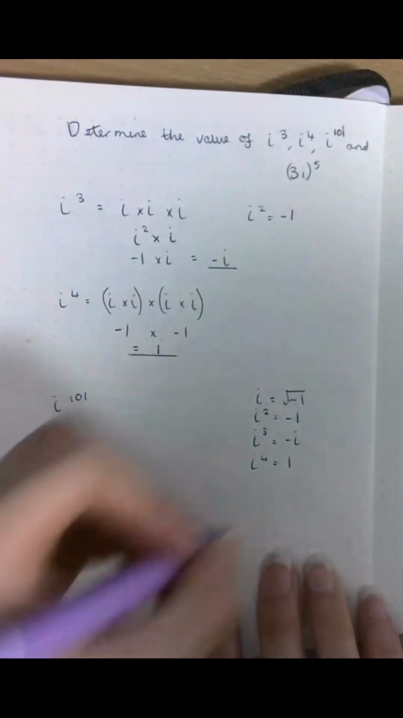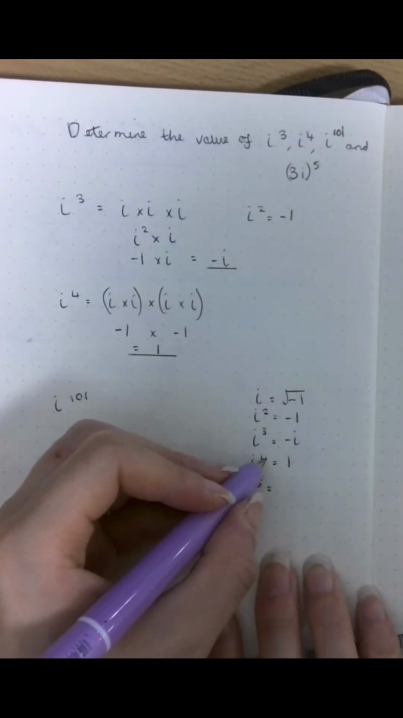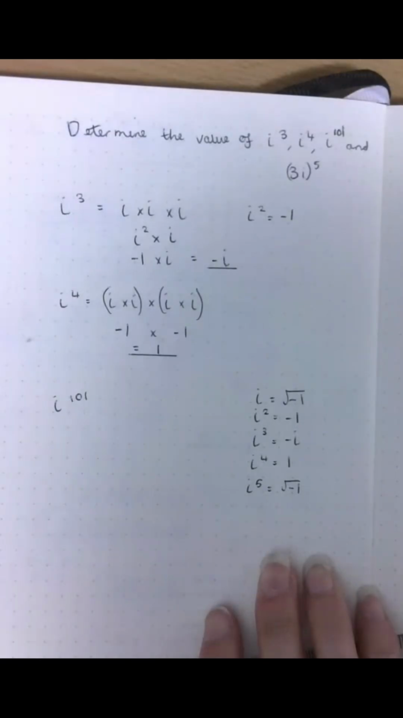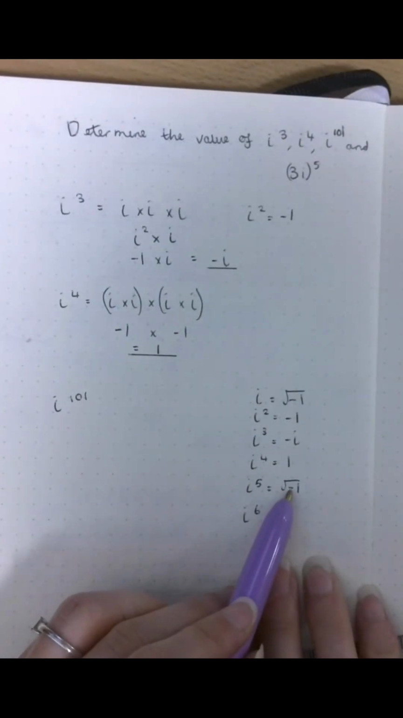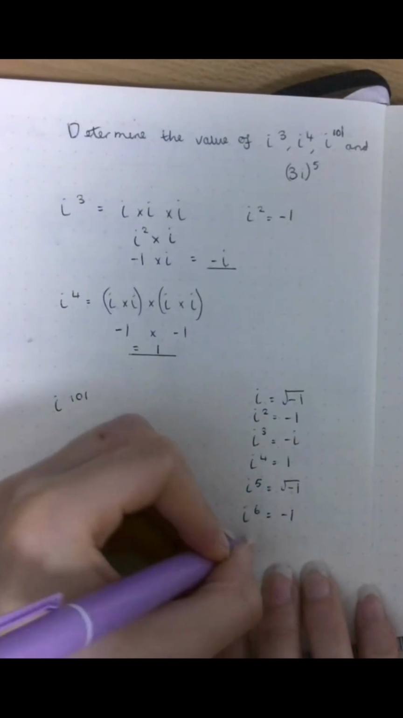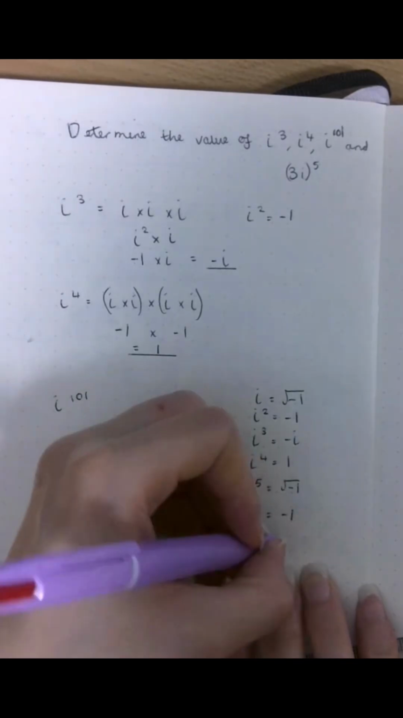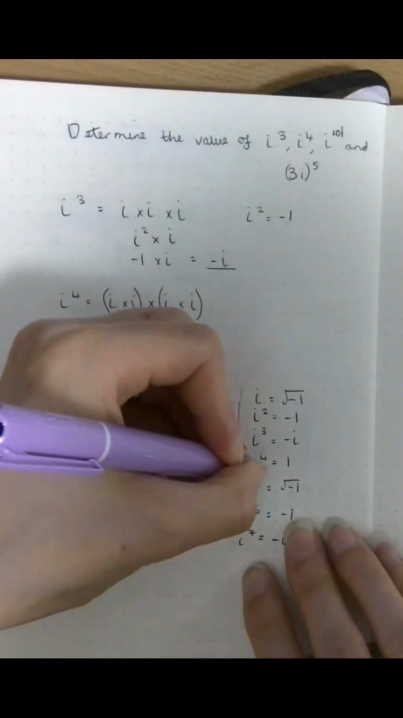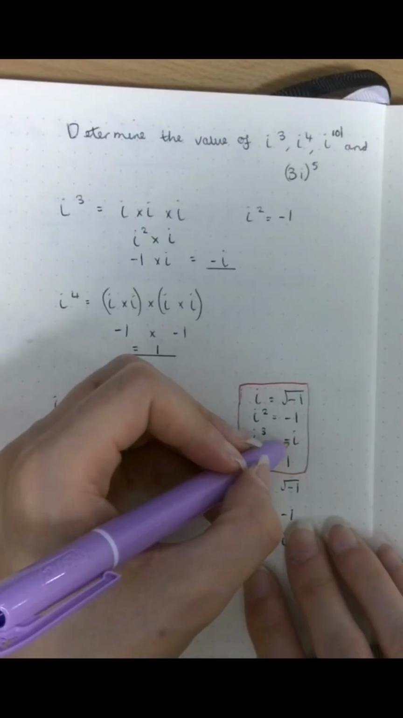Now, let's consider what's going to happen for i to the power of 5. Well, it's i to the power of 4, which is 1, times another i. So that will give us the square root of negative 1. And then i to the power of 6, that's i to the power of 5 times another i, which will be negative 1. And we could carry on, so i to the power of 7, for example, so negative 1 times an i is just going to be negative i. And hopefully we can see a pattern forming here. So it goes root of negative 1, negative 1, negative i, 1.